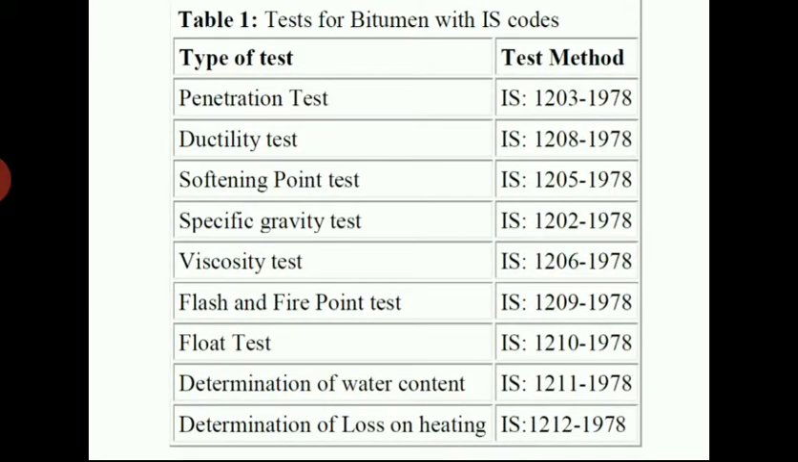1209:1978, and for the float test they have recommended IS 1210:1978, and for determination of water content IS 1211:1978, and lastly the determination of loss on heating is provided in IS 1212:1978. These are the standard codes we refer to whenever we conduct tests on bituminous material. Thank you.